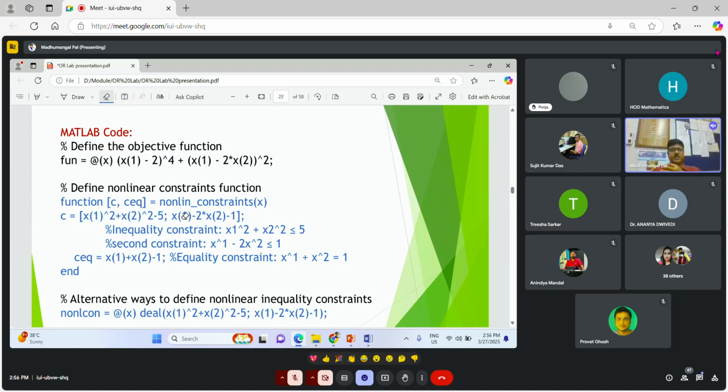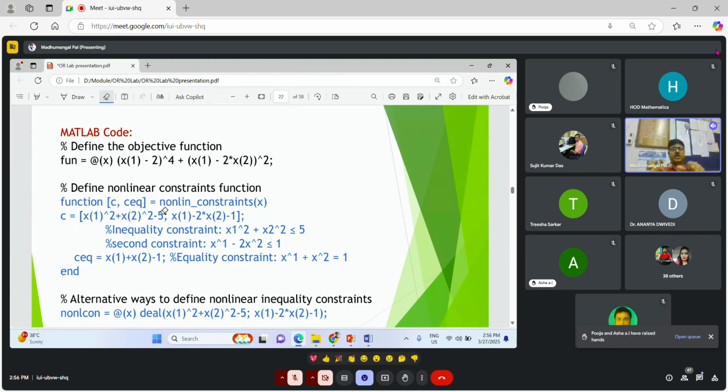So what is the new thing for this nonlinear optimization problem? See that we have defined here the function fun. Maybe you can write f also, there is no problem. Fun or f, this is the user defined variable. But what is the new thing here? See that at x, it is written. At x means it declares that the x is a vector of appropriate size. So see that the objective function is this: x1 minus 2 to the power 4, x1 minus 2x2 to the power 2 we have written. Okay, so this is the objective function defined here.